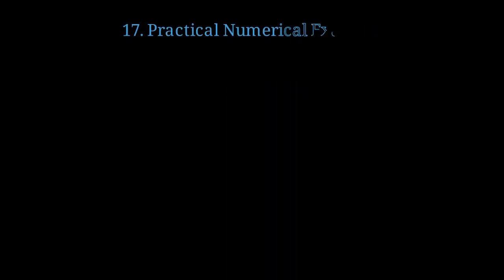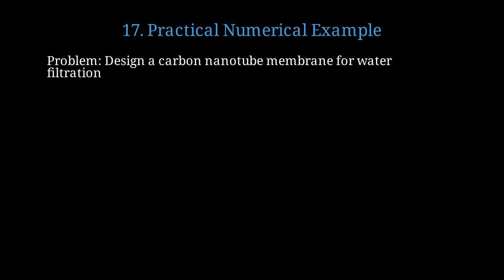Let's work through a complete practical example with real numbers. Suppose we're designing a carbon nanotube membrane for water filtration. We need to predict the flow rate. Given, nanotube radius is 0.7 nanometers and length is 10 nanometers. Pressure drop is 50 megapascals and slip length is 40 nanometers. Tube length is 1 micrometer and water viscosity is 0.001 pascal seconds.